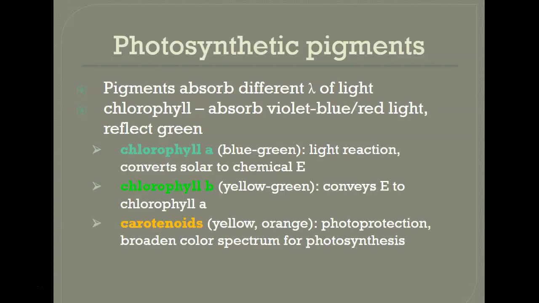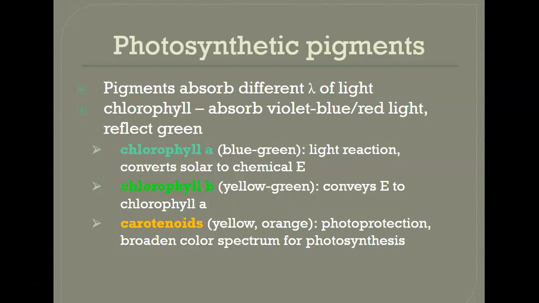Here are just a couple examples. We have chlorophyll A, chlorophyll B, and carotenoids. There are more. There are xanthophylls and all kinds of stuff. But as an example, chlorophylls are highly prevalent. The chlorophyll A is kind of blue-green. Chlorophyll B is kind of a yellow-green, and carotenoids are yellowish-orange. And what that means is those are the colors that they reflect.